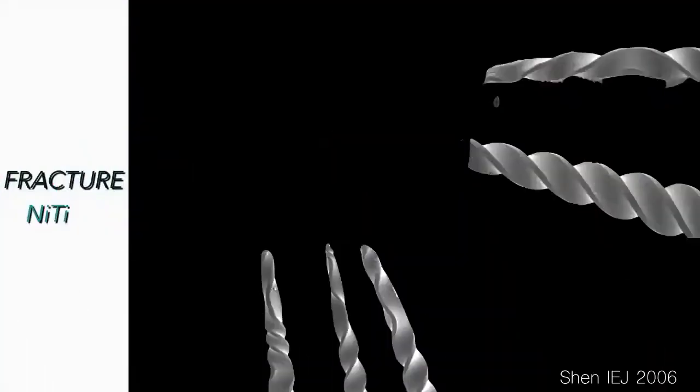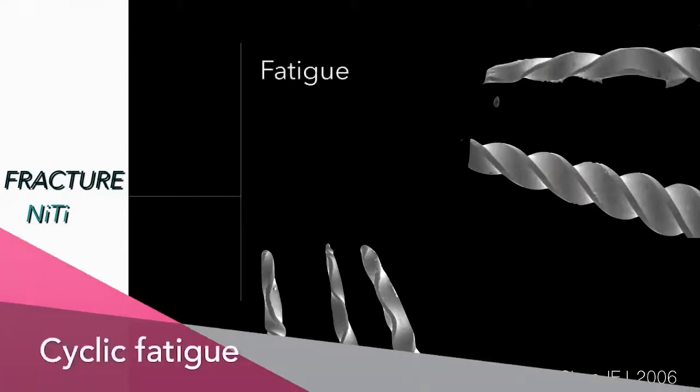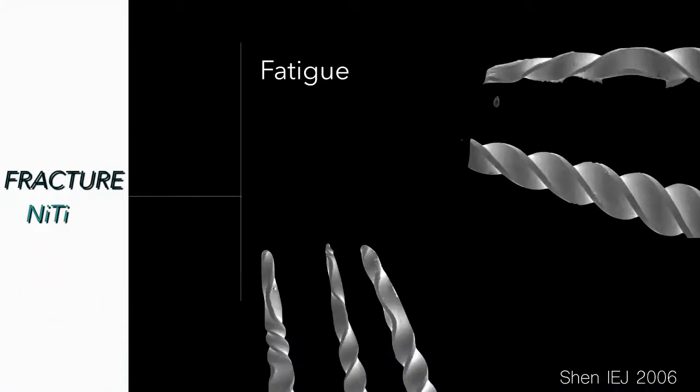How these files fracture. So the NiTi, nickel-titanium alloy files, all of them can break in three different ways. The first of all is fatigue. So we need to replace the files when they have some kind of deformation, and we can't use them many times. We have to use them and replace the files before they suffer fatigue.